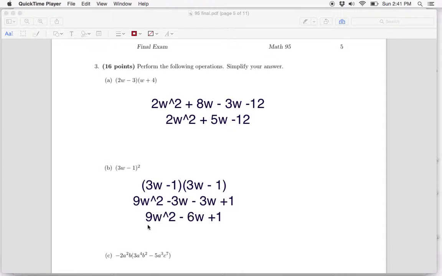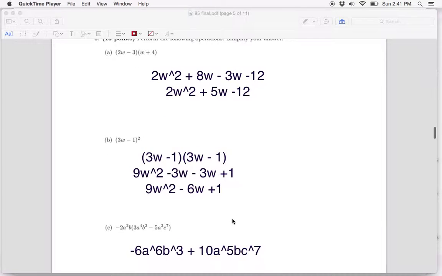And then I'm just combining like terms. Okay, so remember this, when you're squaring, this kind of middle term is going to happen. That's going to be important later to remember.